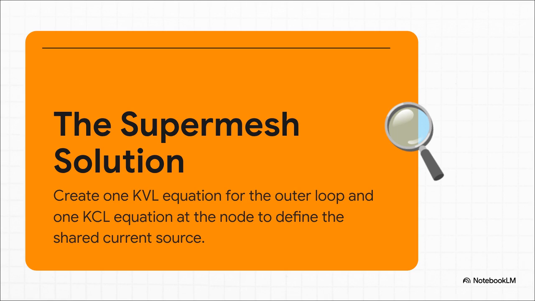It's a clever trick where we basically just ignore that problematic source for a second and create one big loop around the outside of both meshes. That gives us our KVL equation. Then, we just need one more simple KCL equation at a node to relate the two mesh currents back to that source. And just like that, problem solved.